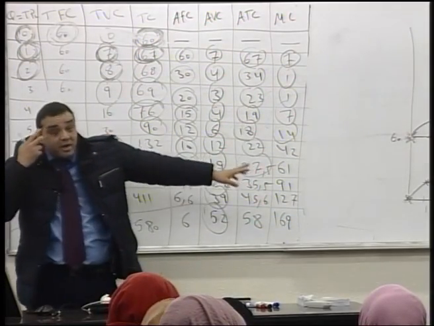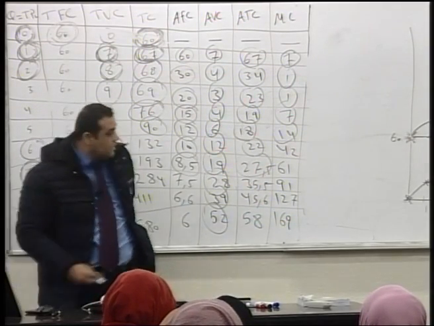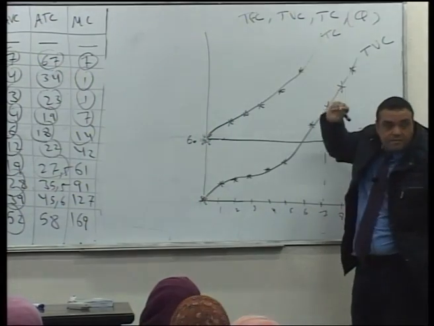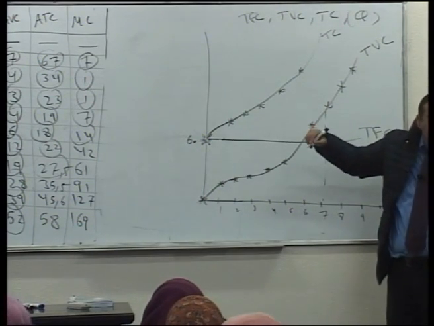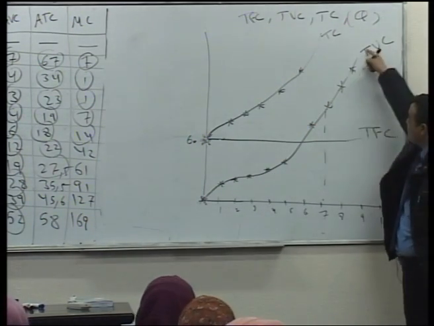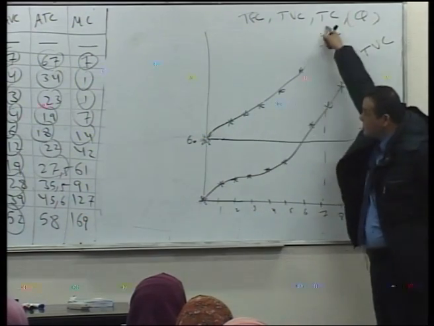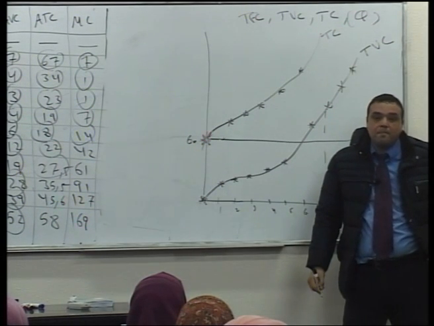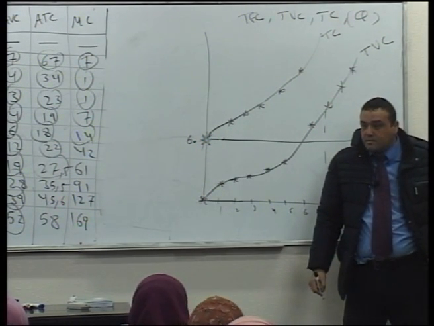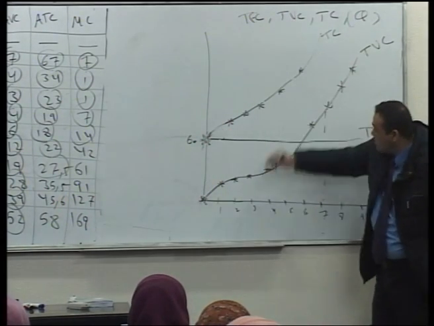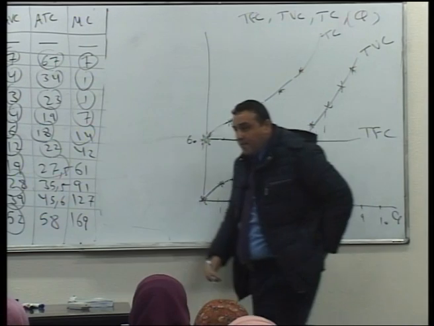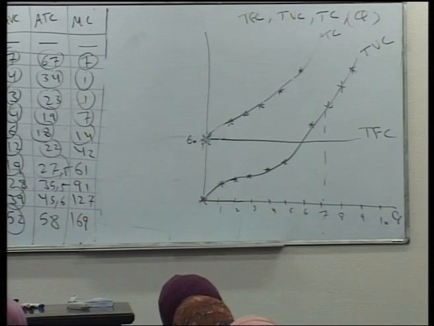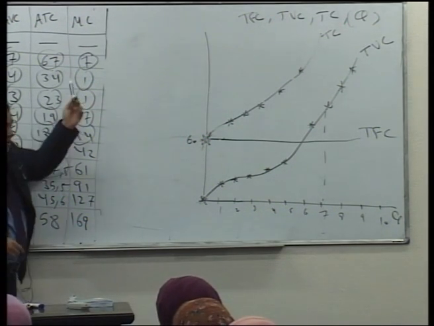So here what do you see? The total cost curve is quite similar to the total variable cost. It comes like this. But it starts from the total fixed cost point. Right? They resemble each other. Okay? Let's go to the average fixed cost, average variable, average total or marginal cost.